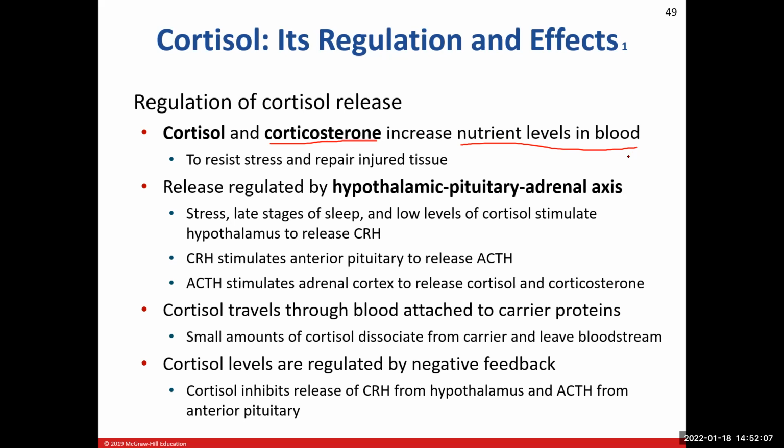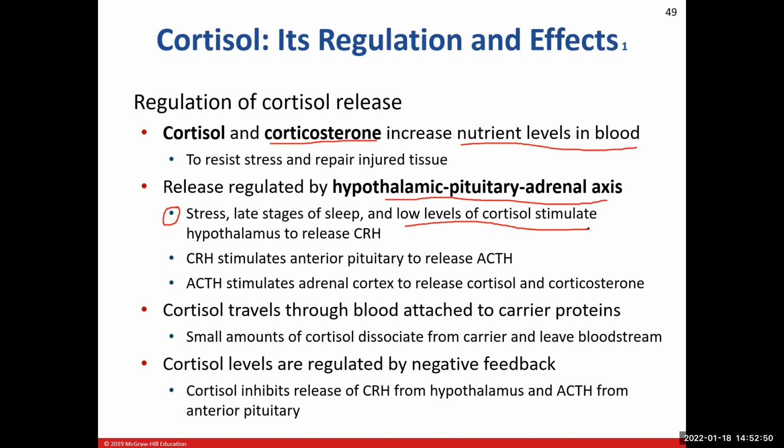So how does this all go down? We're going to look at how we regulate all this. Here are all the players: the hypothalamus, the pituitary, and the adrenal glands. The hypothalamic pituitary adrenal axis is how we regulate all of this. First bullet point, you can see here are your stimuli: stress. Near the end of your sleep cycle, you will also be releasing these hormones. If you have low levels of cortisol, again, we're leading back to that feedback mechanism.